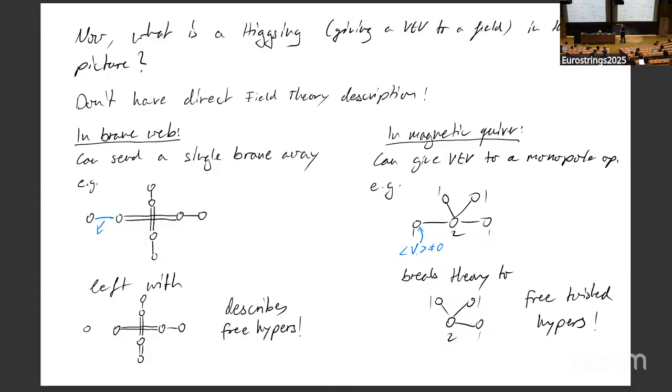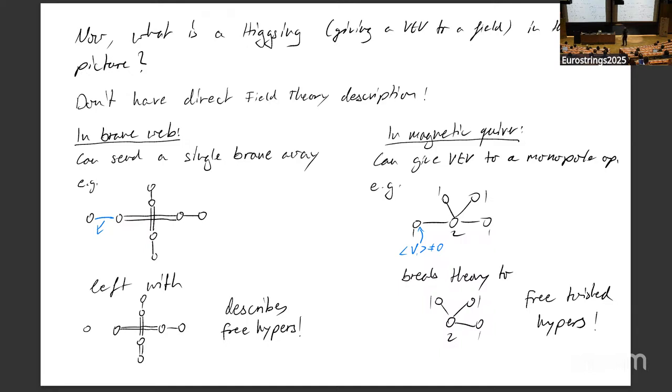So now, what is a Higgsing? Well, Higgsing is moving along the Higgs branch. It's just a different name for that. So in other words, in field theory, we're giving a VEV to some field, and then we'll see what remains. So I'm not caring about any massive stuff. I just want to see what's the effective field theory at low energies.